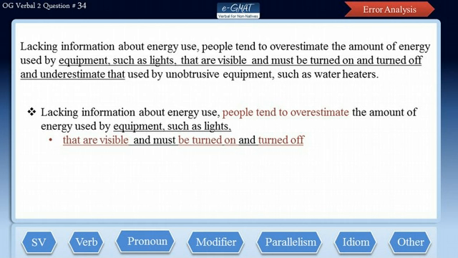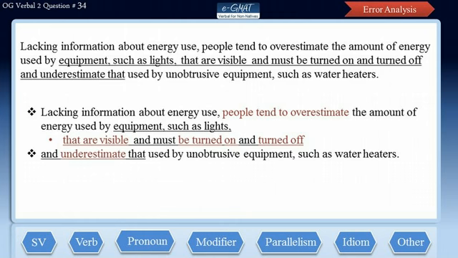What follows next is another clause where we have the verb underestimate. Now, this sentence presents a list where, according to the list, people do two things. They tend to overestimate and they tend to underestimate. Now since we have a list here, tend to is understood before underestimate. So the verb in its entirety is tend to underestimate, and this verb takes the same subject people as in the first clause, and this clause reads and underestimate that used by unobtrusive equipment such as water heaters.